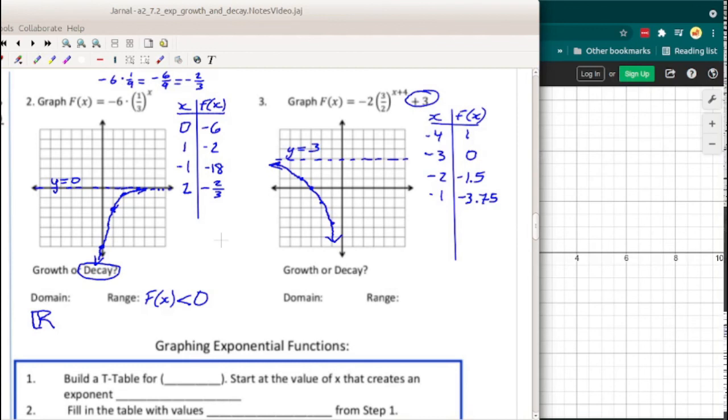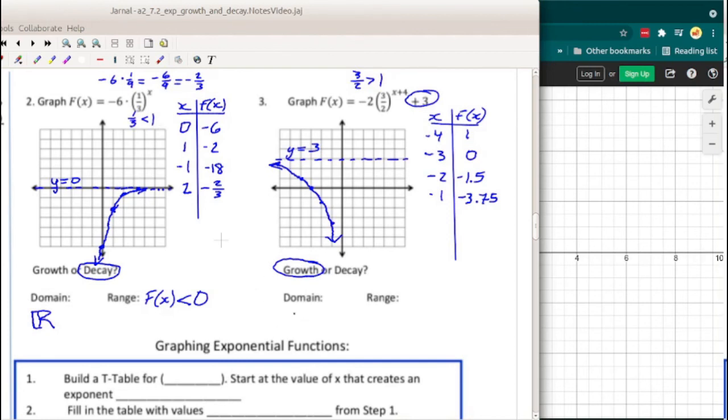Now, growth or decay. In this case, it is going to be growth because we are moving away from my asymptote, or this number is greater than 1. So 3/2 is greater than 1, and in the previous example we had 1/3 being less than 1. So this is a growth function.